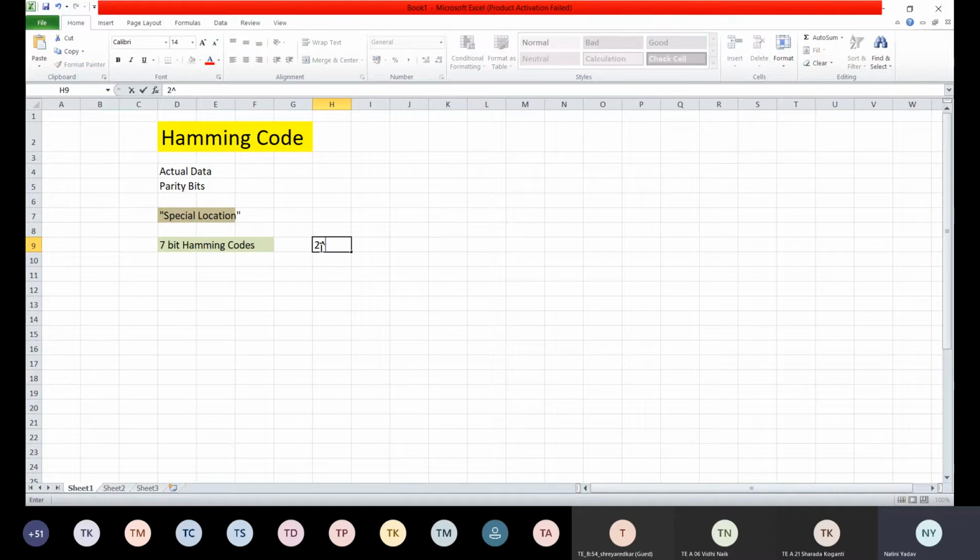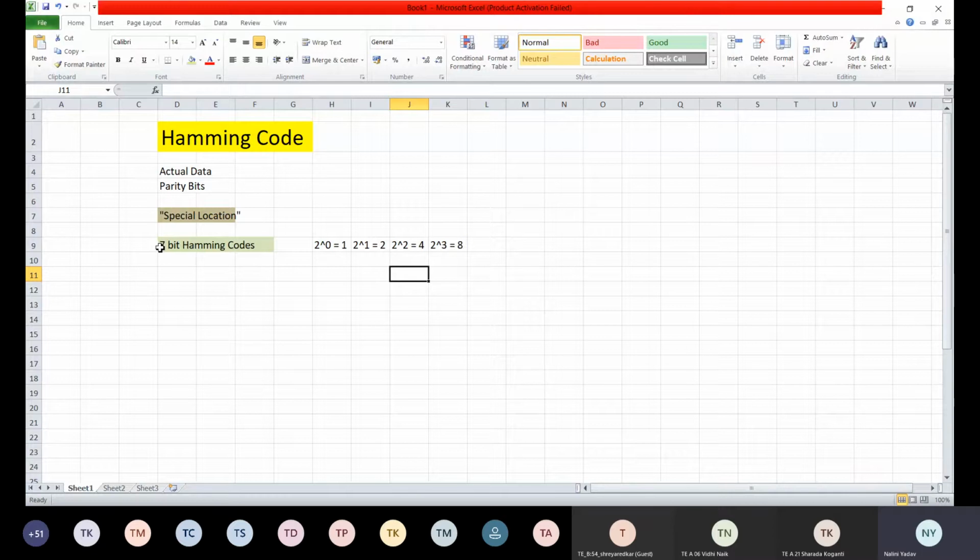So 2 raised to 0. What is 2 raised to 0? 2 raised to 0 is 1. Now 2 raised to 1. What is 2 raised to 1? 2 raised to 1 is 2. The next we have is 2 raised to 2, which is equal to 4. The next one is 2 raised to 3, which is equal to 8.